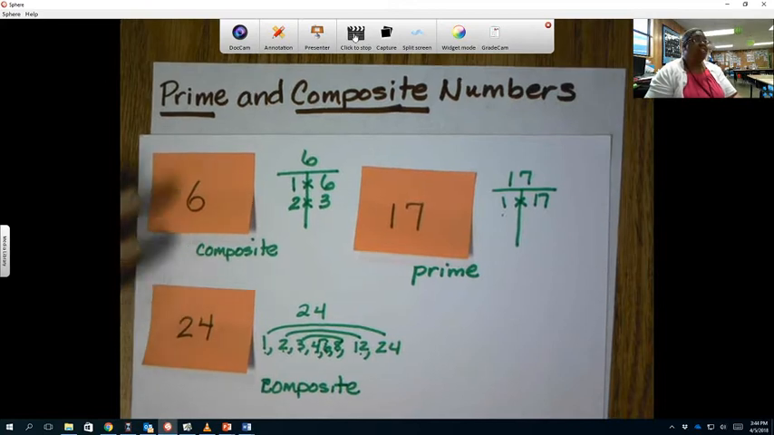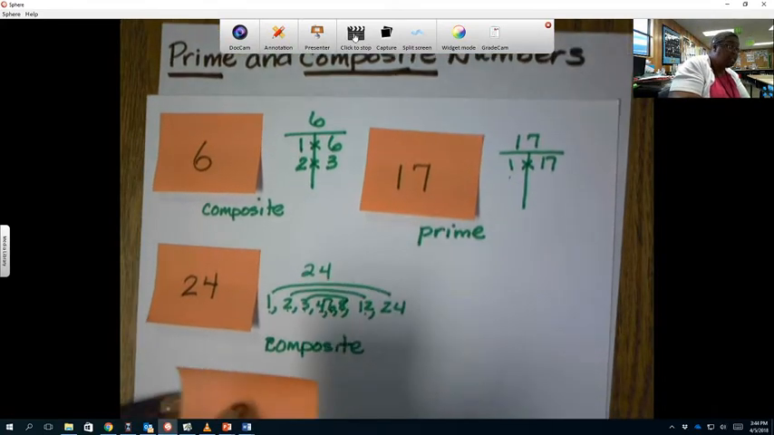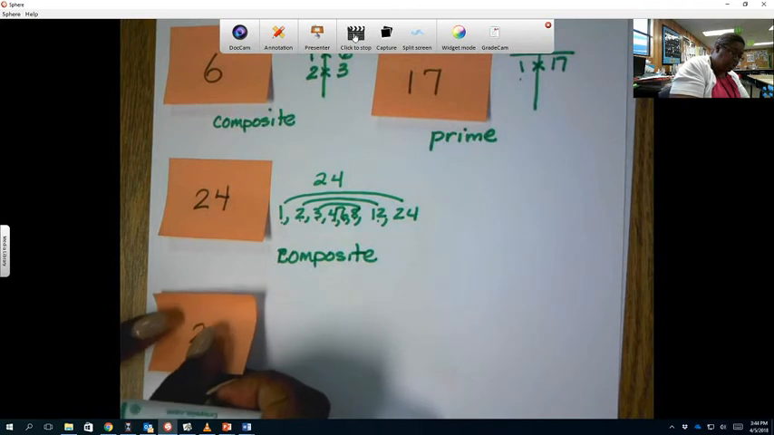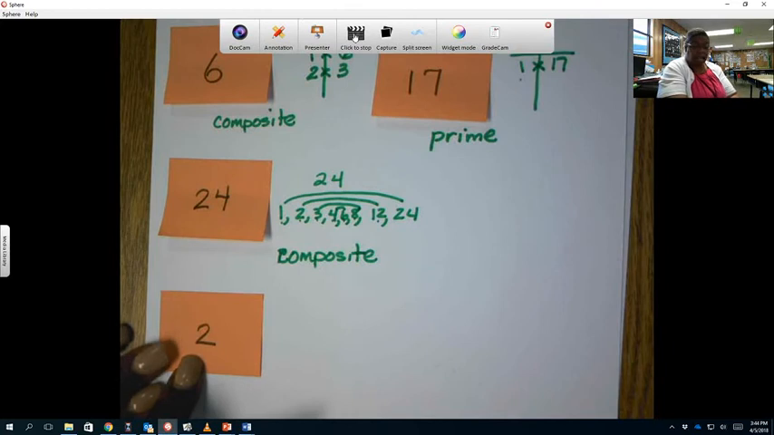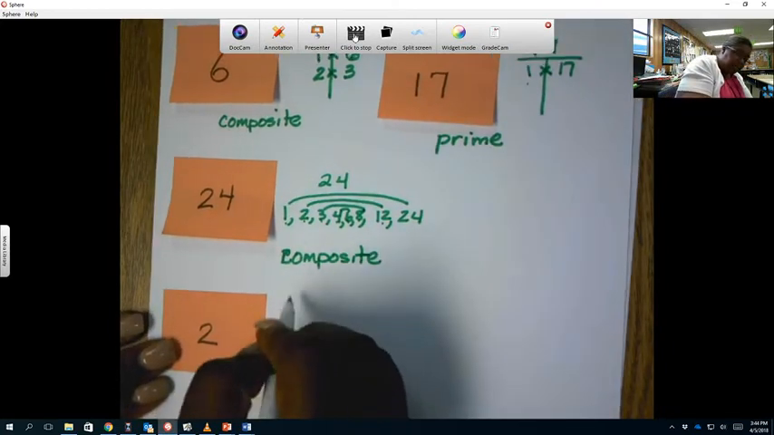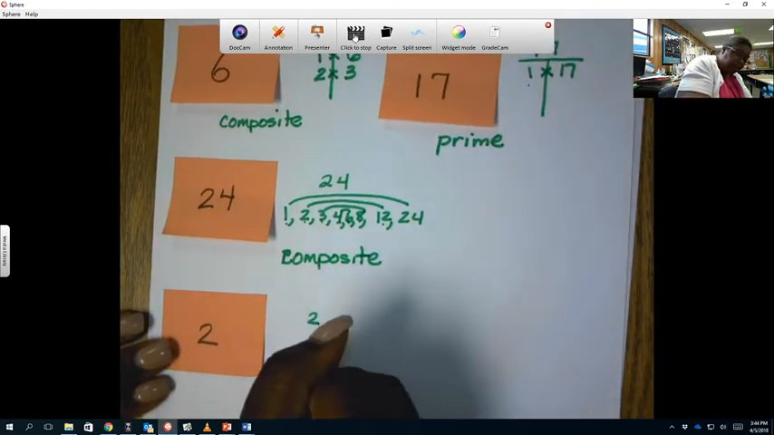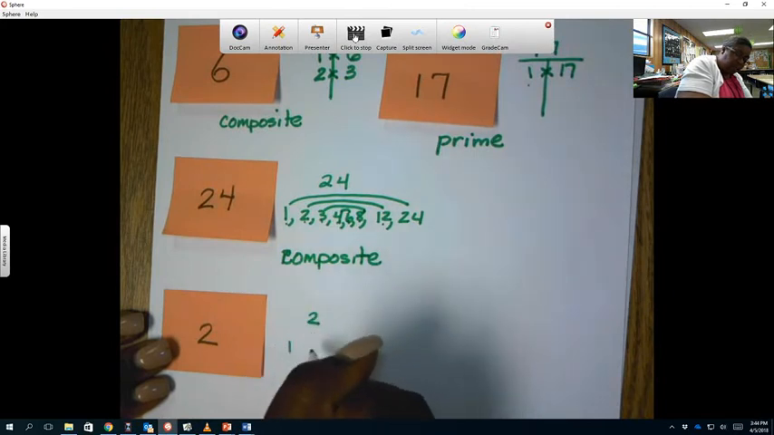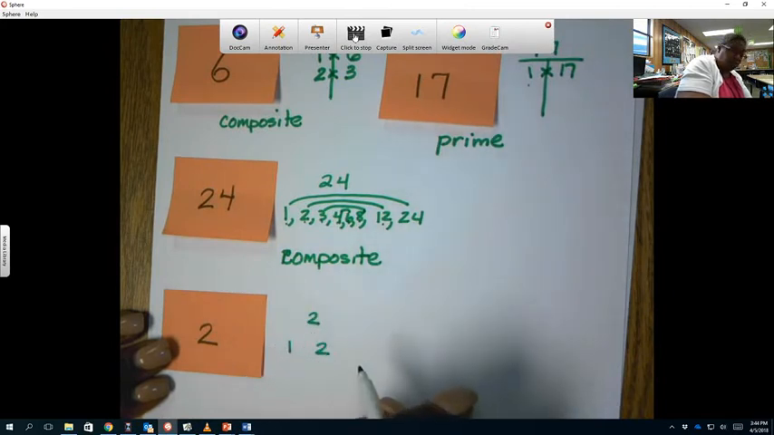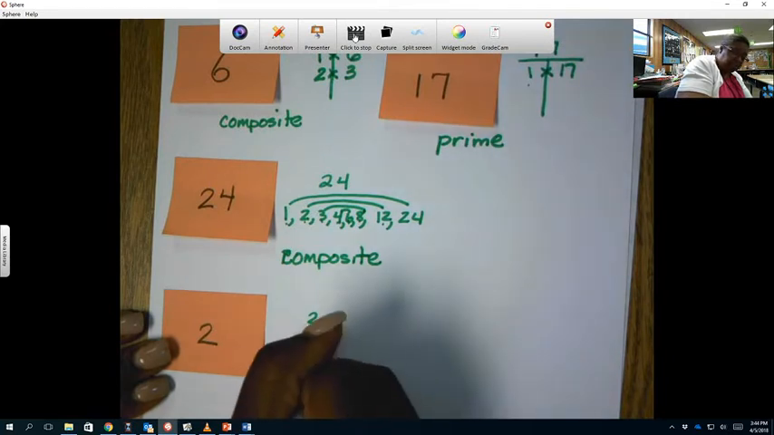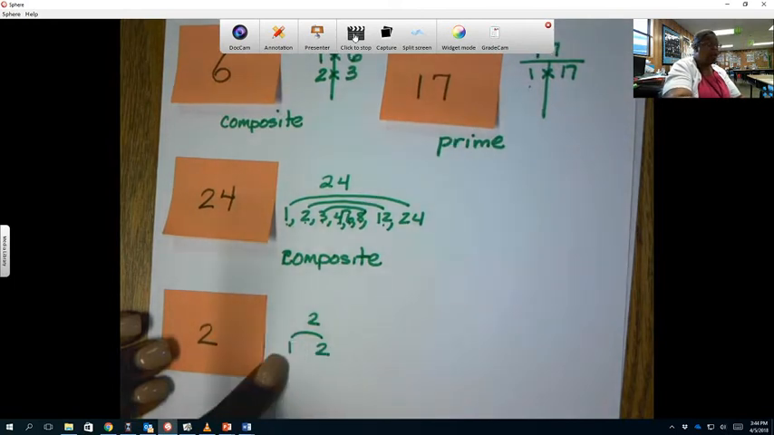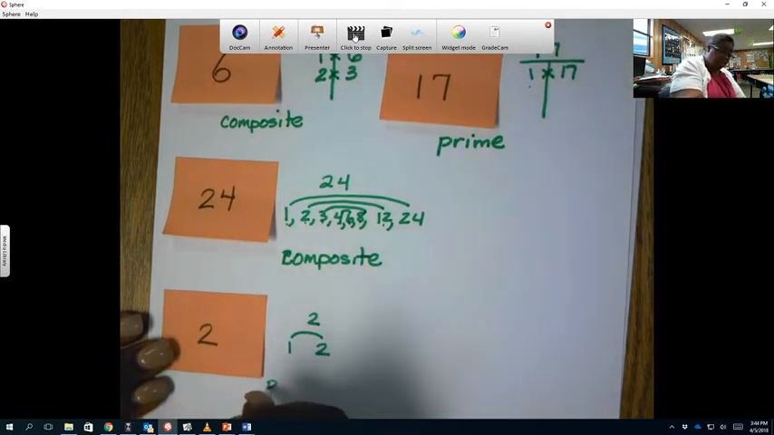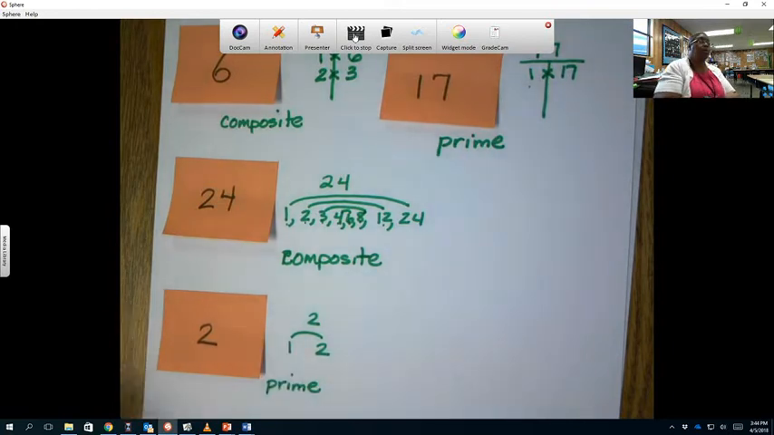Okay. Well, you say, well, looks like, Ms. McDaniel, all even numbers are composite. Well, let's look at one. Let's look at an even number. Let's look at the number 2. Since it's even, it must be composite, right? Well, let's check it out. Let's make our rainbow to see if it is. Well, I know 1 times 2 equals 2. Anything else? No. So again, it only has two factors, 1 and itself. So 2 is a prime number. It's the only even prime number.